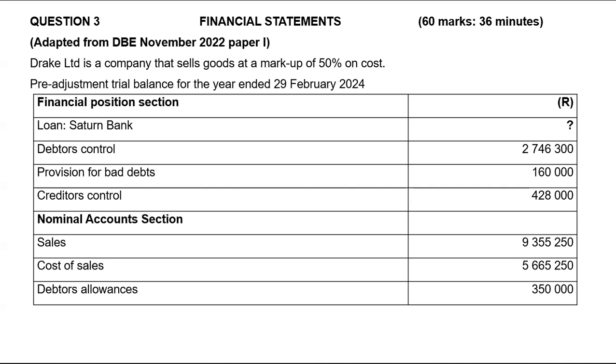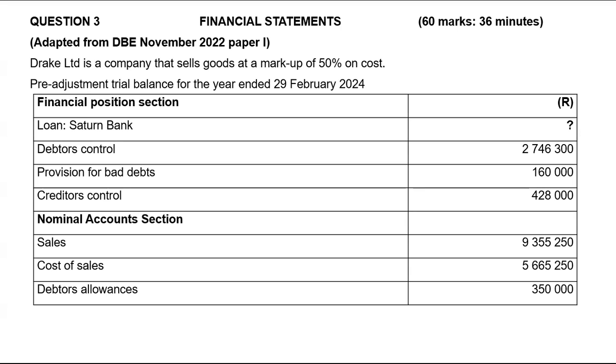This is question 3, and it's all about financial statements. We have information relating to Drake Limited, which is a company that sells goods at a markup of 50% on cost. Highlight the 50% on cost. We will use it later on.